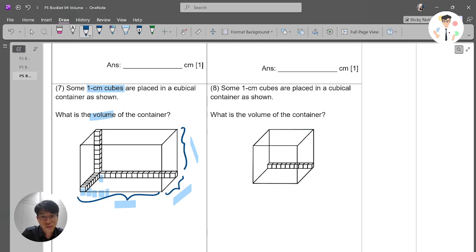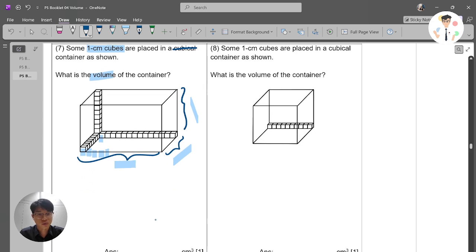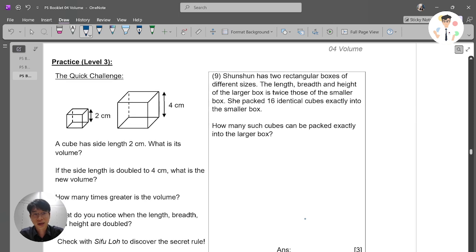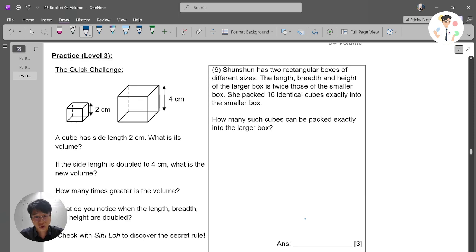Let me just remove this word. This is not supposed to be cubicle, but it should be a container. Okay, sounds good. Then you write out the answer here. Okay, and next part you probably will see some harder question.